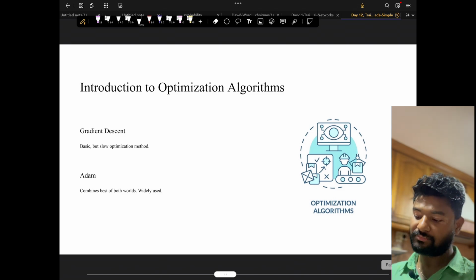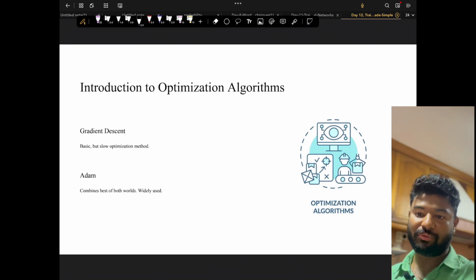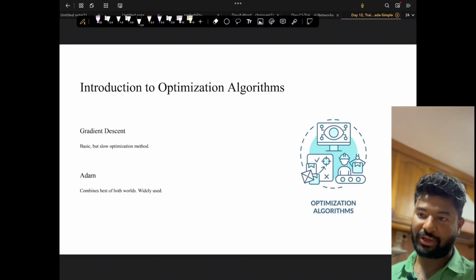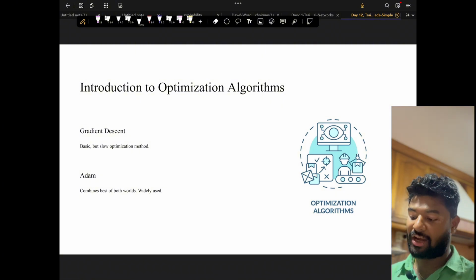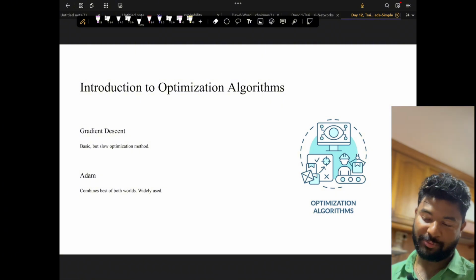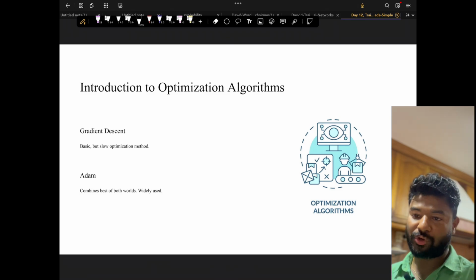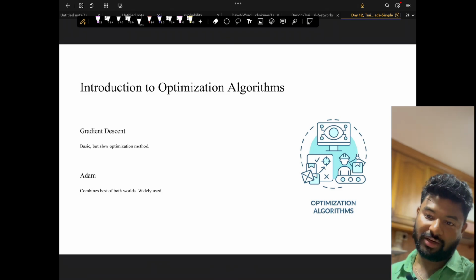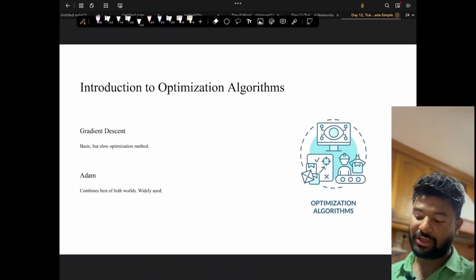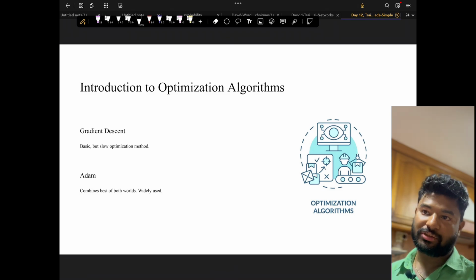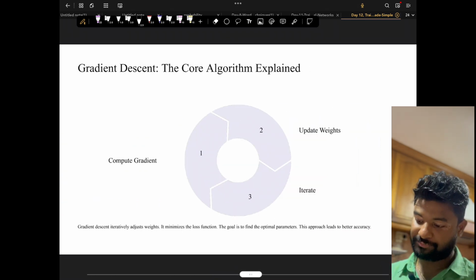Now, coming back to what is an optimizer. Technically, there are many optimization algorithms. I've put forward two optimization algorithms called gradient descent and Adam. The idea of the optimization algorithm is to find the most optimal model as soon as possible. You can put it like that.